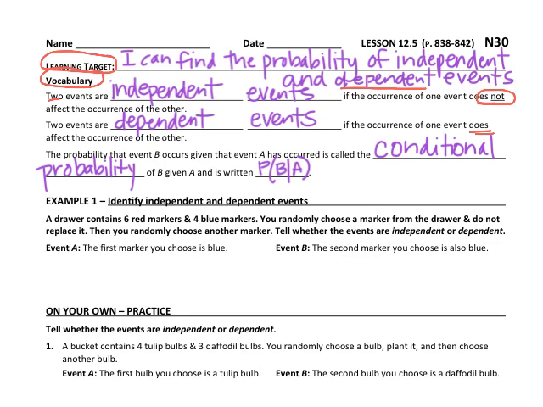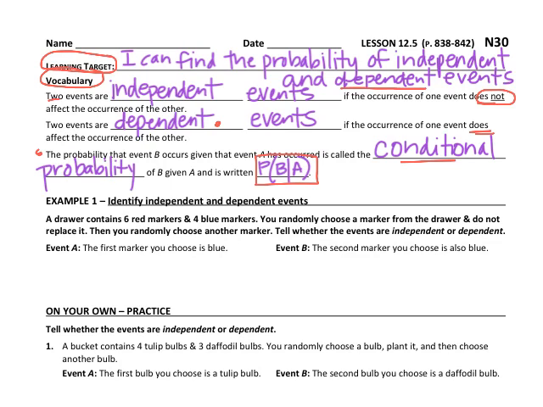The last vocabulary term here, the probability that event B occurs, given that event A has already occurred, is called a conditional probability. And this is how we write that. The probability of B taking place given that A has already taken place. So that means that there is a dependence on A taking place before B takes place.